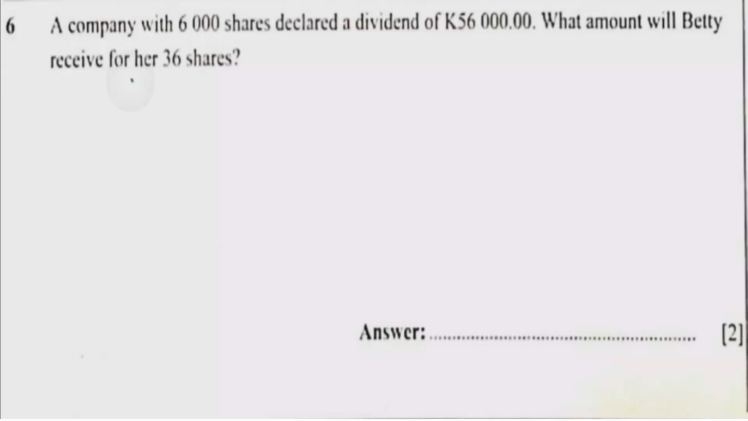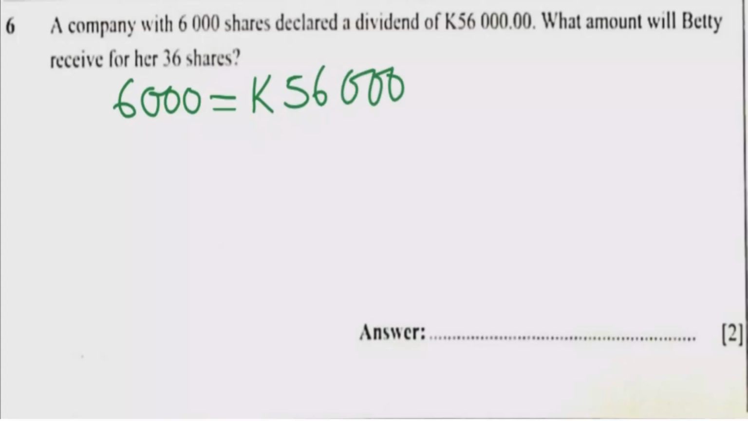6,000 shares is equal to a dividend of 56,000 kwacha. Okay, now how much will BET get for 36 shares? So she has got 36 shares. How much is she going to get? We don't know, so we equal it to x.